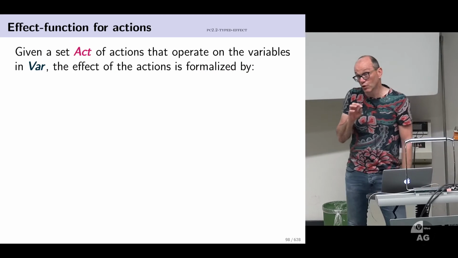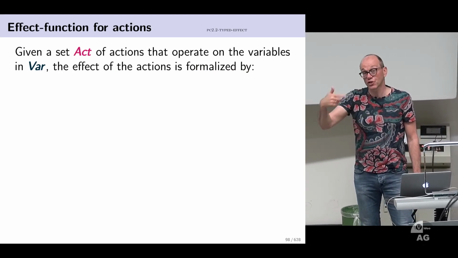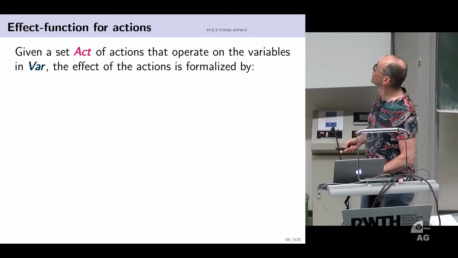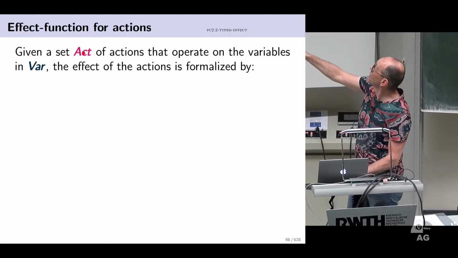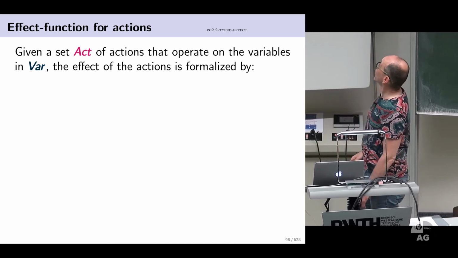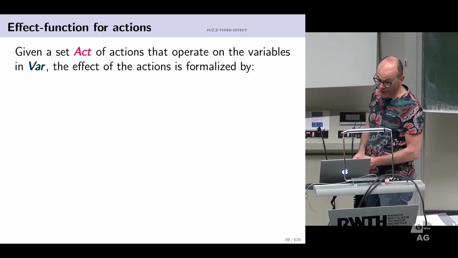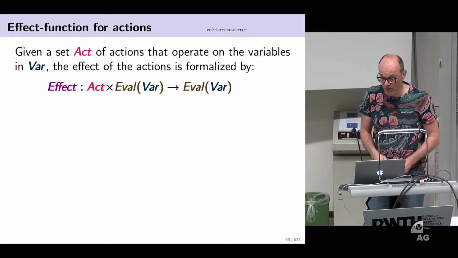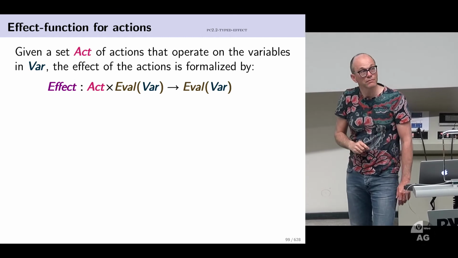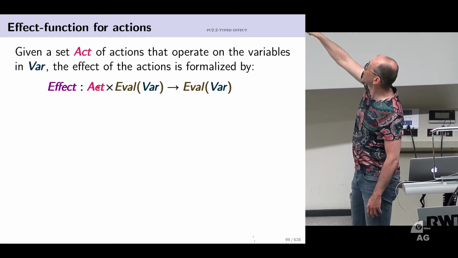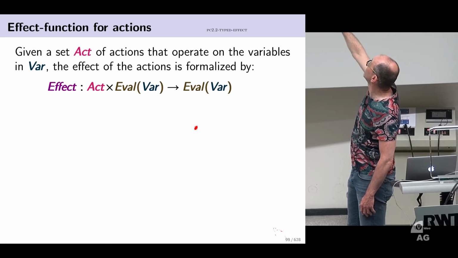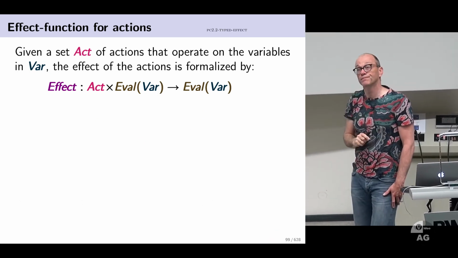The next thing I have to do, what is the effect of executing an assignment? This is relatively easy and formalized as follows. So we have a set of actions. Remember, actions are assignments that operate on the variables. Then what's the effect? The effect is described by a function that tells you, okay, give me the current values of all the variables. Give me the assignment I have to execute. Then the effect function is going to tell you what is the new value of all the variables.